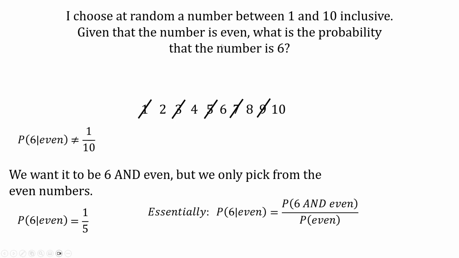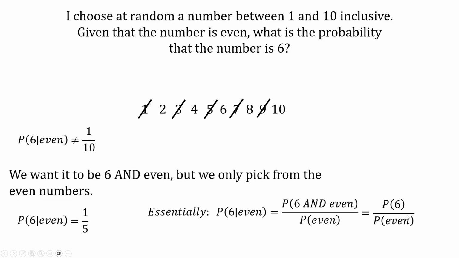I've not picked from the entire sample, I've picked just from the even numbers, a subset of it. But the probability of the number being 6 and even is the exact same as the number just being 6, because all the number 6 is even. This is included within this. So hopefully that makes sense. If the number is 6 and it's even, it's the same thing as saying that the number is 6, because all 6s are even.